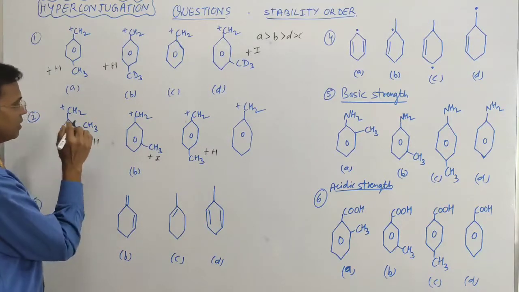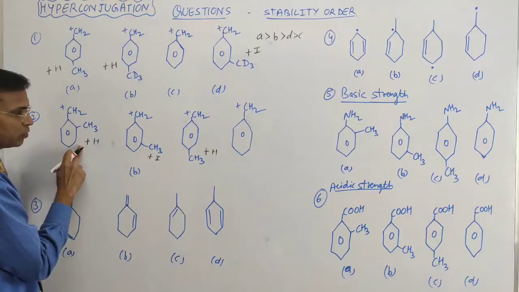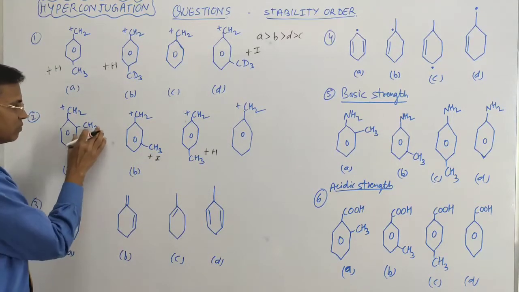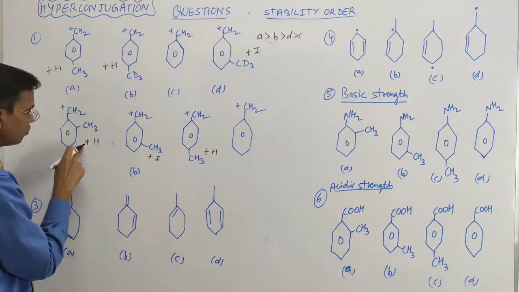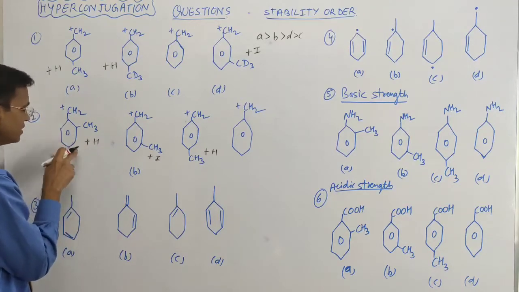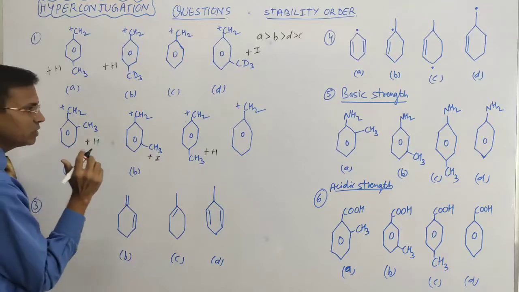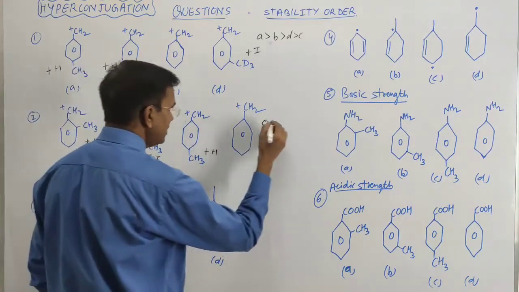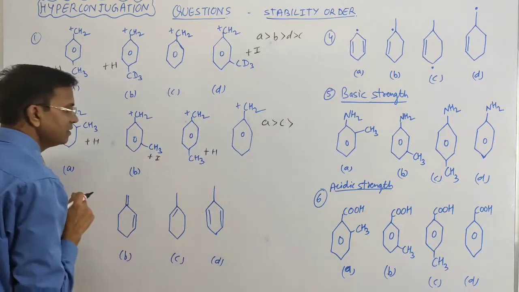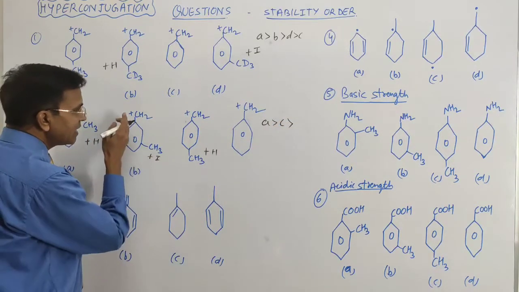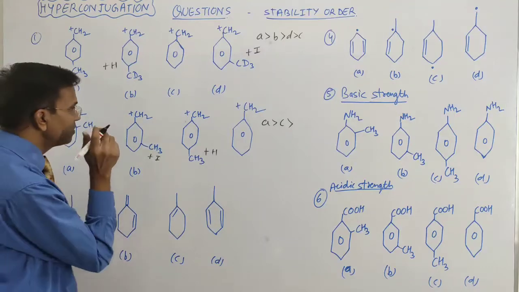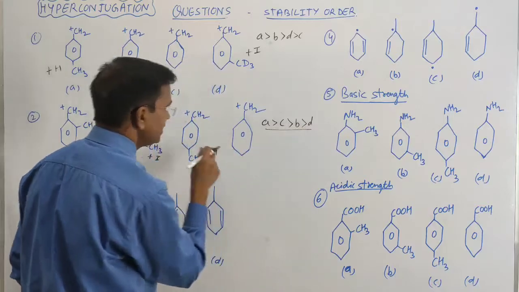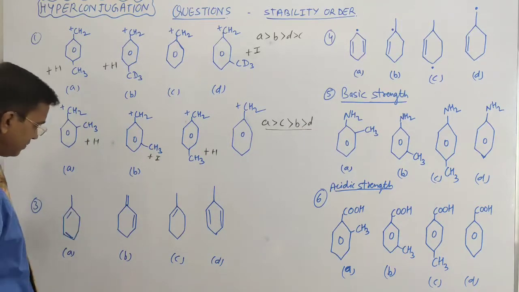So here at ortho position, at para position. Ortho position is more close to the carbocation, so the ortho effect is more. So it is the more stable. Here A is more stable than the C. Then the plus I increases the electron density at the carbocation, making it more stable. So it is B, and after that the simple one, D. Right? Now the third one.